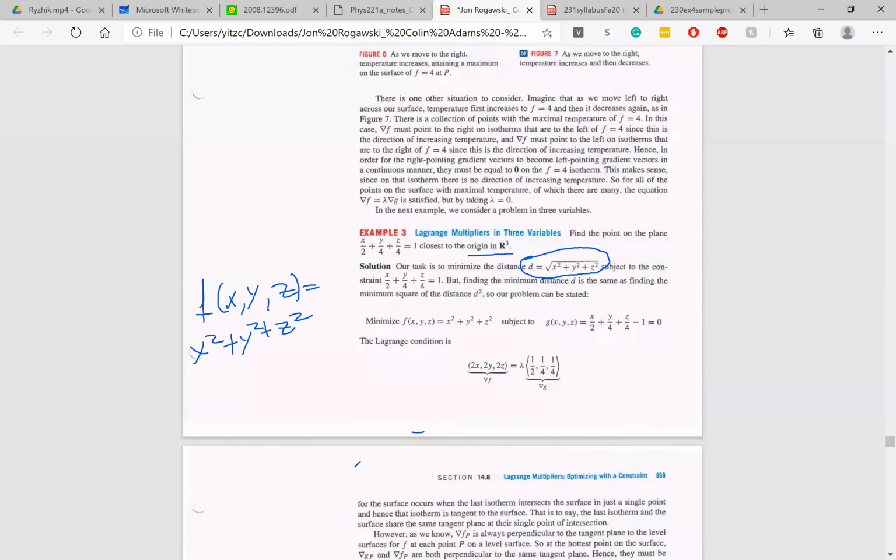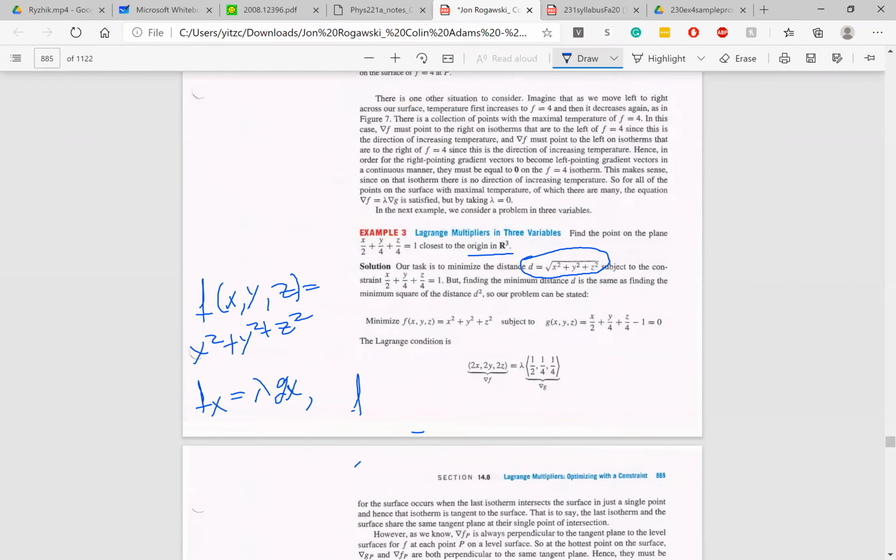And so then we take the gradient of this: the partial of f with respect to x, set that equal to lambda times the partial of g with respect to x; partial of f with respect to y, set that equal to lambda times g with respect to y; partial f with respect to z equal to lambda times g with respect to z. So on one side, we're going to get 2x, 2y, 2z. And on the other side, we're going to get lambda times 1/2, 1/4, 1/4 from this constraint over here.